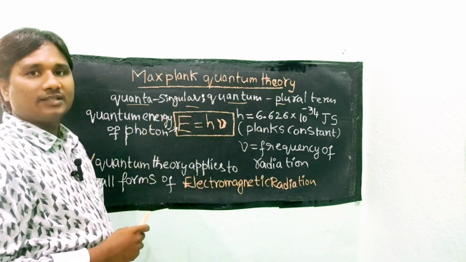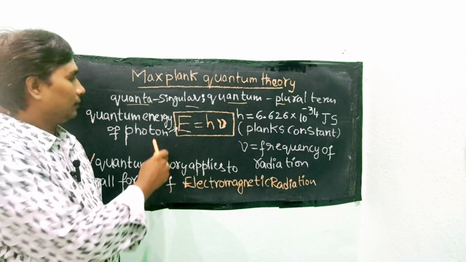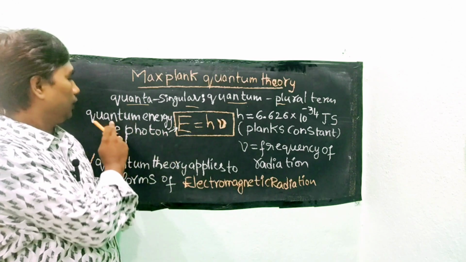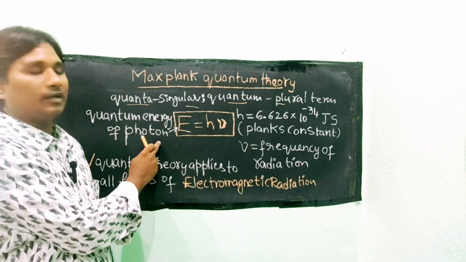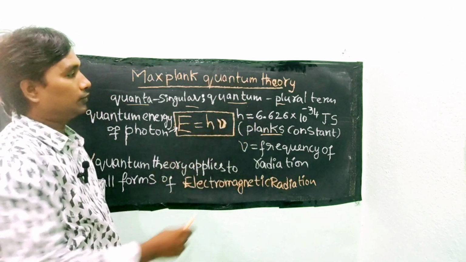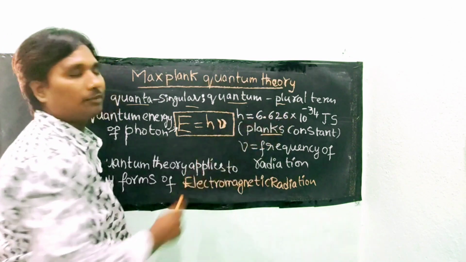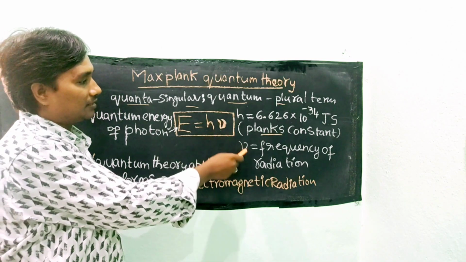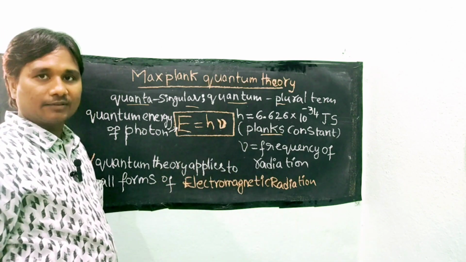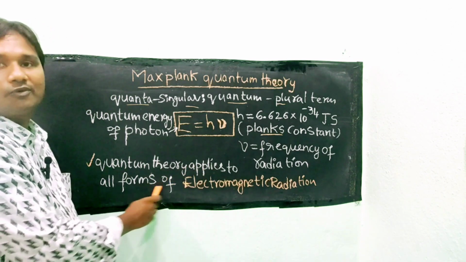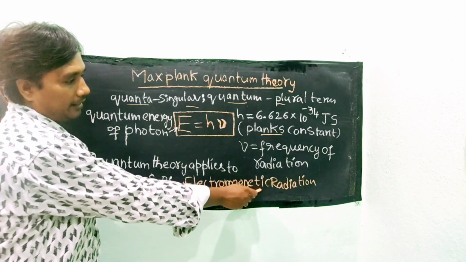Max Planck quantum theory is expressed as an equation, E equal to h mu. E represents quantum energy of photon. h means Planck's constant. h equal to 6.626 into 10 power minus 34 joule second. Mu represents frequency of radiation. Max Planck quantum theory is applied to all forms of electromagnetic radiation.